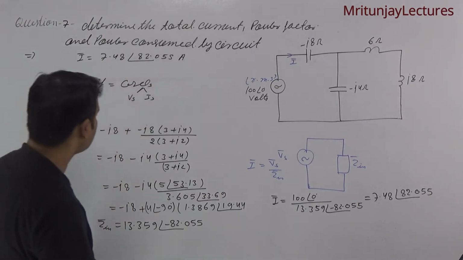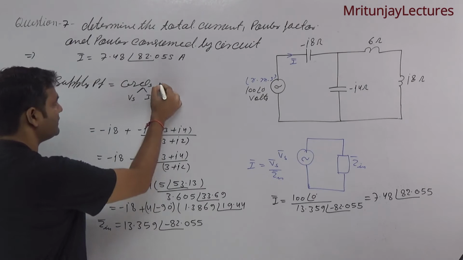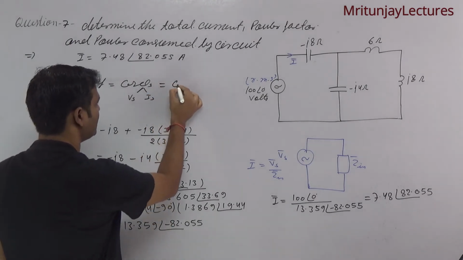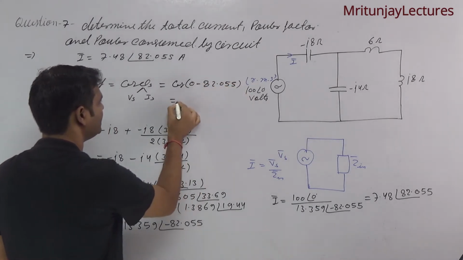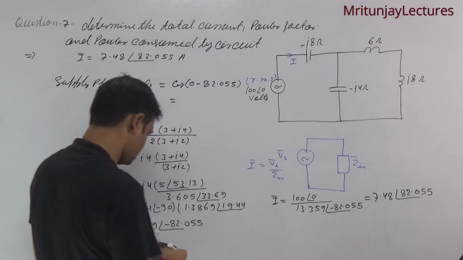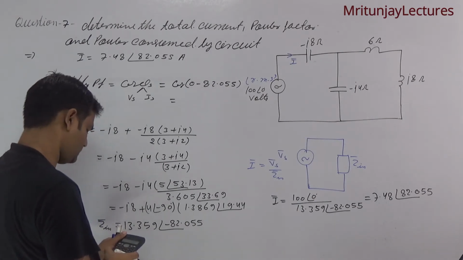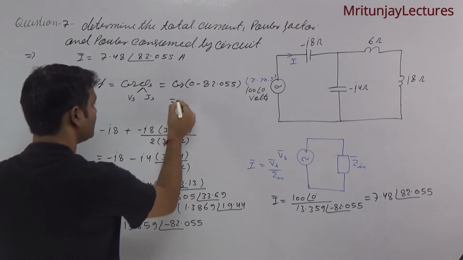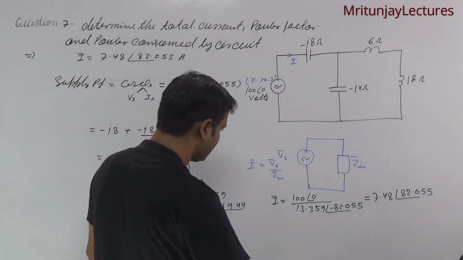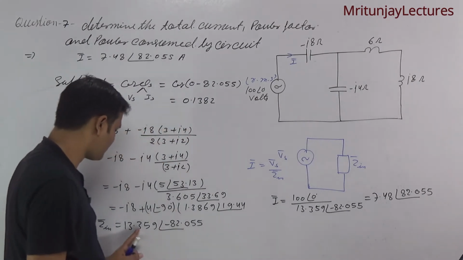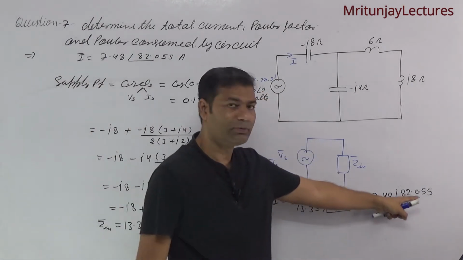Angle of voltage is 0. So cos of 0 minus 82.055, that is 0.1382. The power factor leading or lagging is decided by the voltage, 100 at the angle 0. The current leads the voltage.